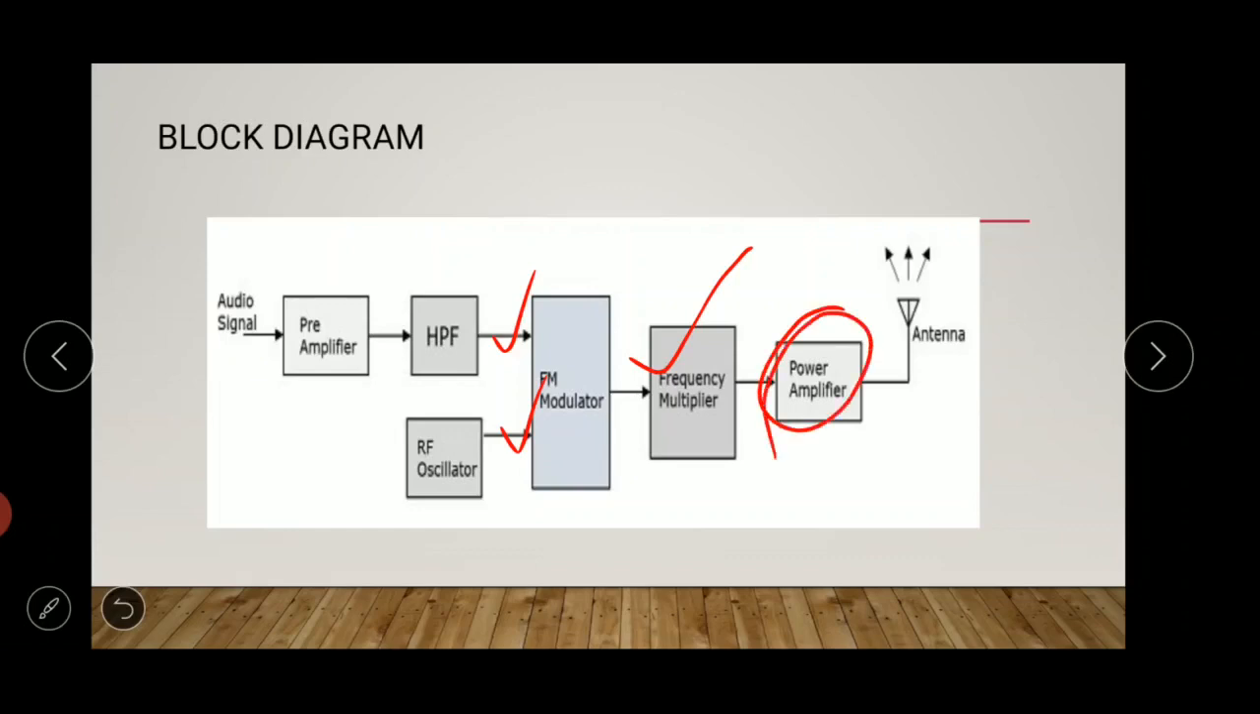The power amplifier circuit amplifies the signal coming from the frequency multiplier. So, this power amplifier is used to amplify the signal so that it can be easily transmitted for a long distance. Then, the amplified radio signal is fed to the antenna for the transmission. So, this is all about the FM transmitter.